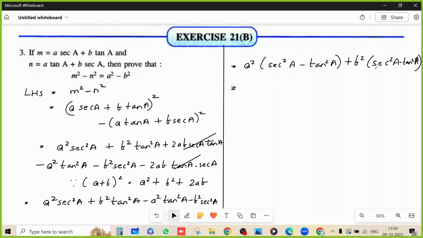Now sec square a minus tan square a is equal to 1 according to the trigonometric identity. So this will become a square into 1, that is equal to a square, and this will become b square into 1, which is equal to b square. We are applying the trigonometric identity here, that 1 plus tan square a is equal to sec square a. That means sec square a minus tan square a is equal to 1, which we have written here as 1. So this is equal to the right hand side, and hence we have proved.